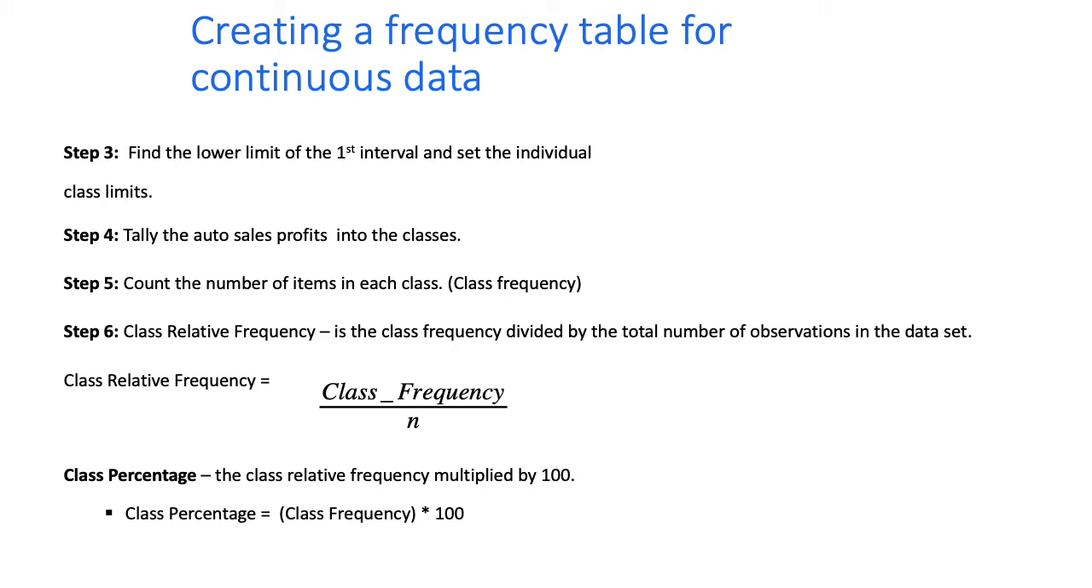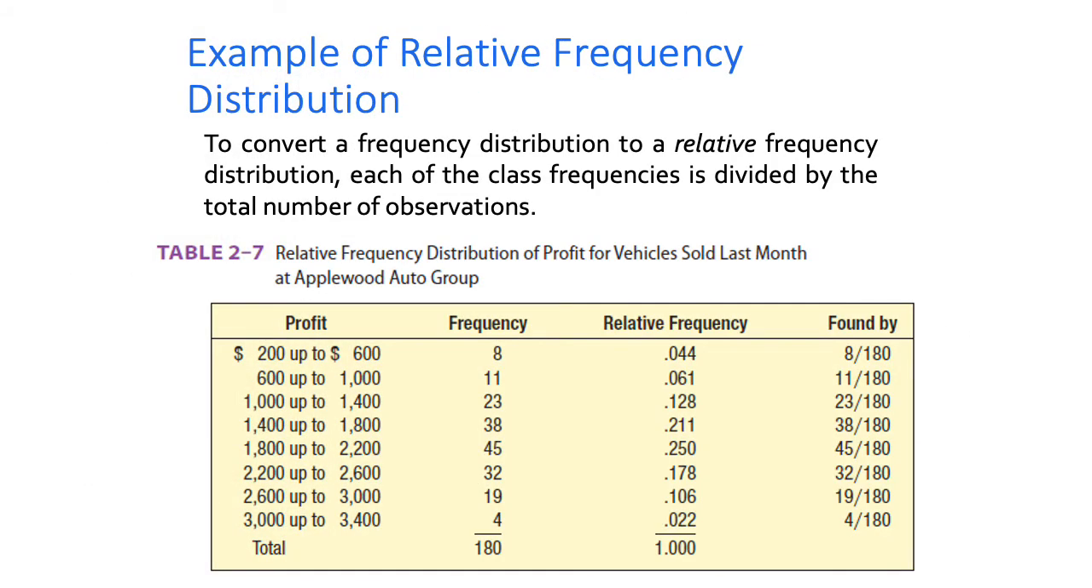Let's have a look at our frequency distribution. So here's our data. In the first class, for the 200 to 600, we have 8 observations. In the second class, 600 to 1000, we have 11 observations. Third class, 1000 to 1400, we have 23 observations. And you can see that when you add up your frequency, that should equal the total number of observations in the data set. The relative frequency, right, in the first one would be 8 divided by 180.